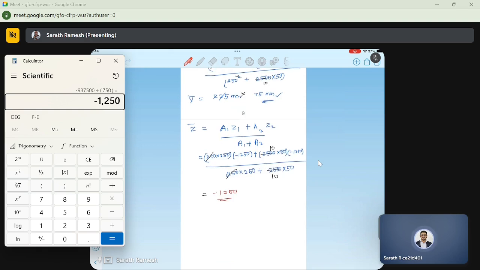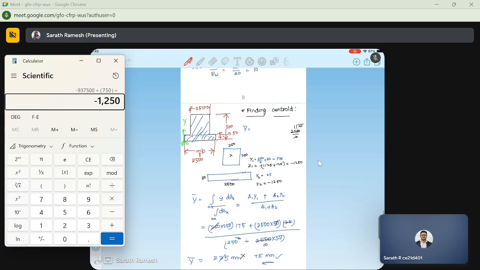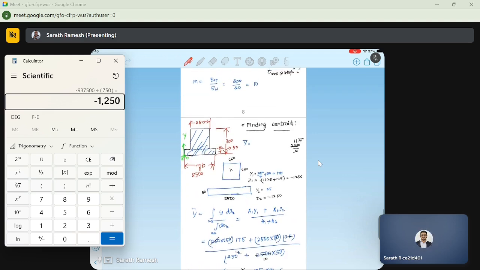Okay. So now x, y bar, comma, z bar is 75, comma, minus 1250, or y naught, comma, z naught. Y naught, comma, z naught is given as 75, comma, minus 1250. Done. The centroid is done. Next, let's calculate the moment of inertia.